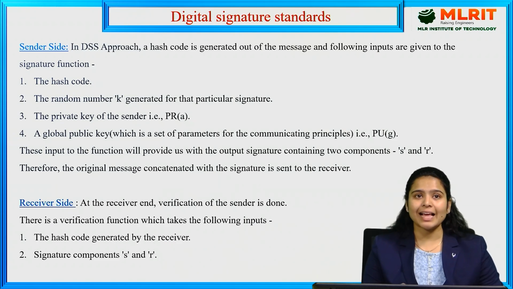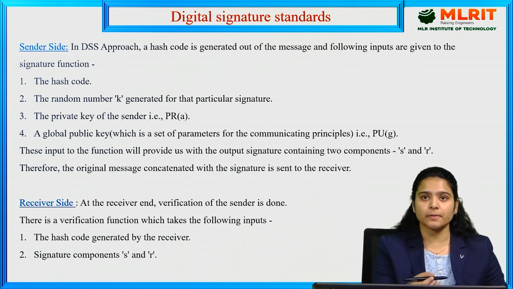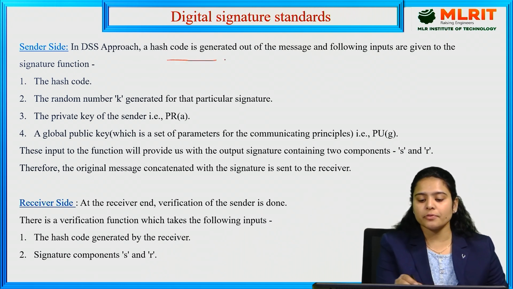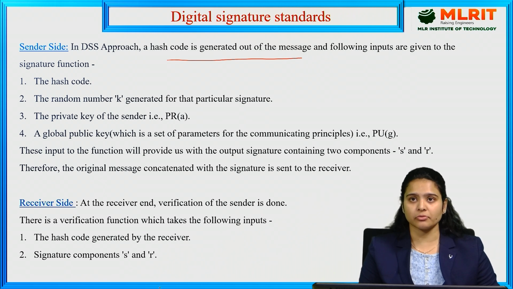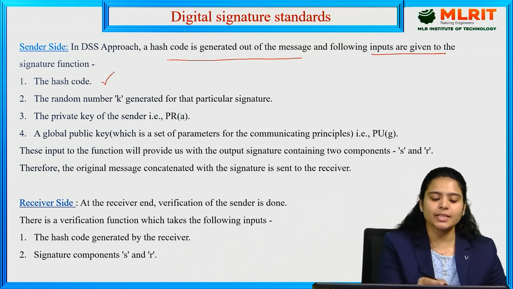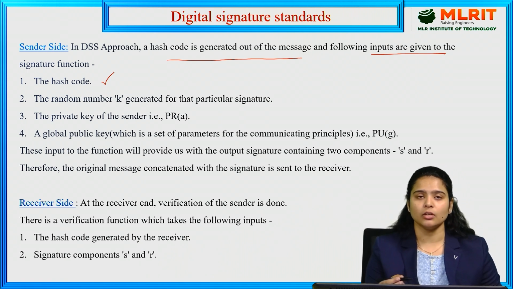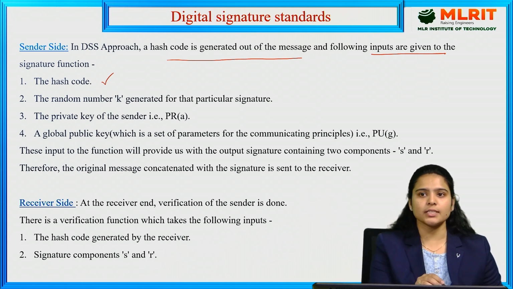So what will happen on the sender side? The sender side we already saw in the previous slide of the figure. A hash code will be generated out of the message. So basically they have the following inputs. So what are those inputs? The first and very important one is the hash code. If the hash code is not there, the sender side should not send the message to the receiver. The first one is the hash code.